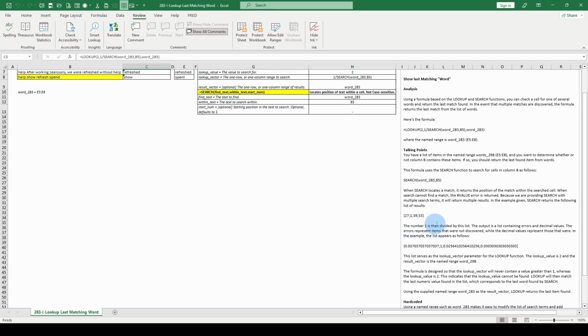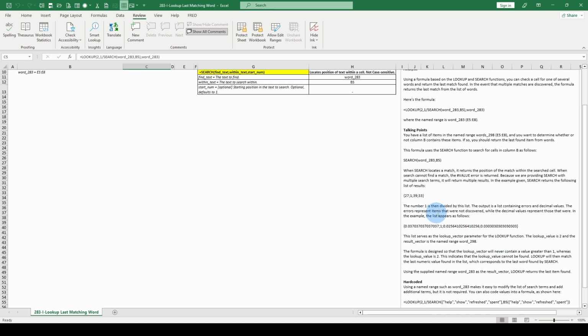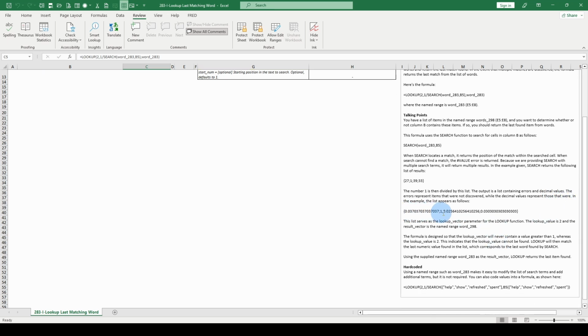The number 1 is then divided by this list. The output is a list containing errors and decimal values. Not always. If here we had a perfect match, but I'll show you one where the errors show up. The errors represent items that were not discovered, while the decimal values represent those values that were. In this example, and I showed you, this is what the output is. The list serves as the lookup vector parameter for the lookup function. This is what's critical. The lookup value is 2, and the result vector is the name range words 283.